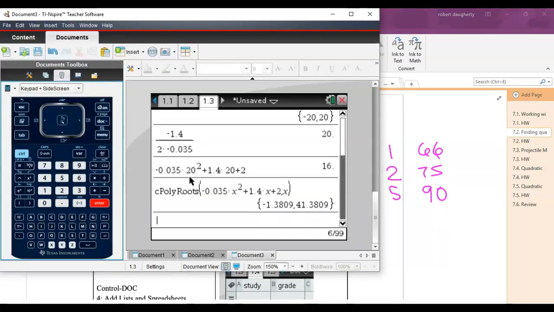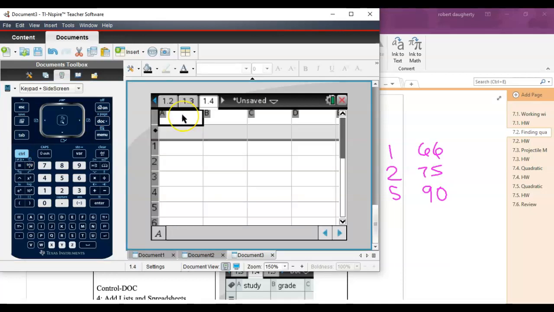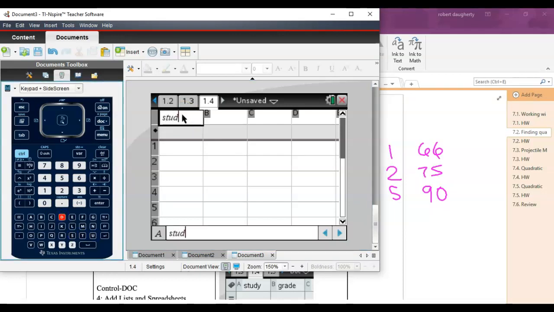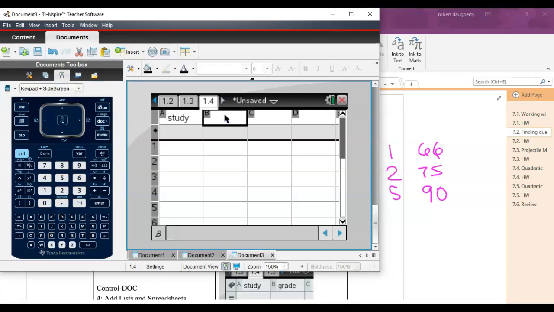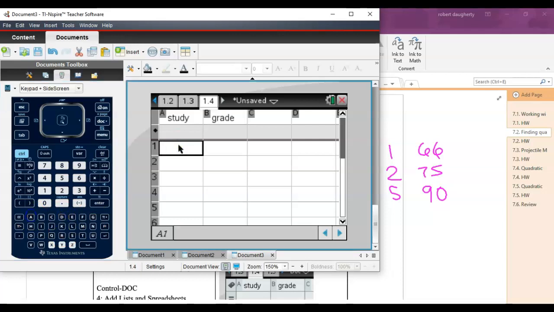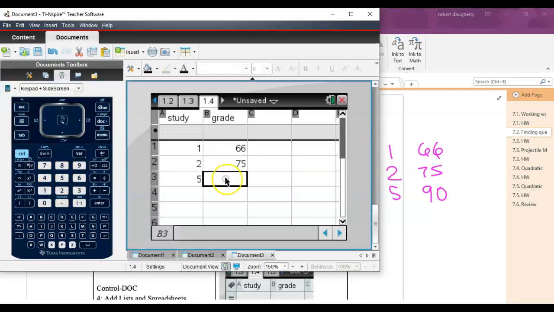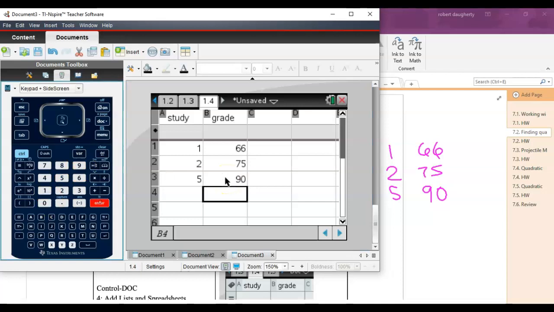So the way that works is control document, list and spreadsheet. I've got a couple of things going on here. I'm trying to study and I'm trying to make grades. I got 2 variables. So if I study 1 hour, I make a 66. I study 2 hours, I make a 75. Study 5 hours, and I make a 90. Okay, so I just enter that data in the calculator, and then how do I find the parabola?